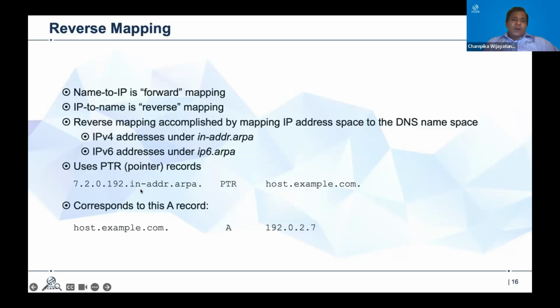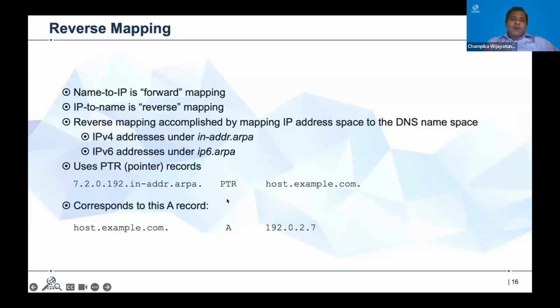To do that, you have to actually create what we call a pointer record, right? Usually we have an A record, host.example.com maps to an IP address. This is what we call forward DNS. But then you also have to map this IP address to the host name, and that is done by a record called pointer record, right? PTR record. So you need to create that.